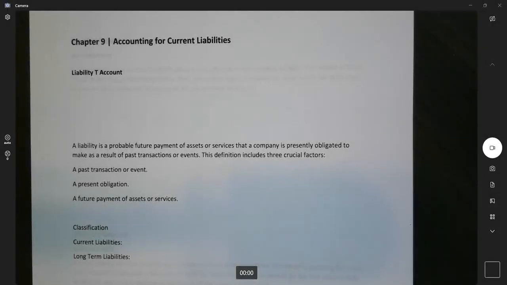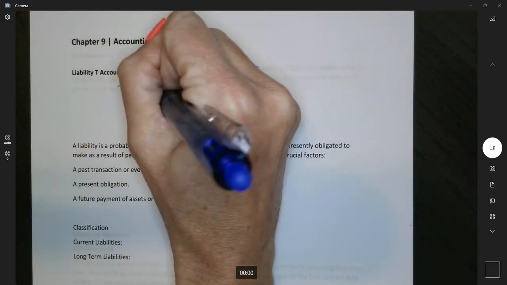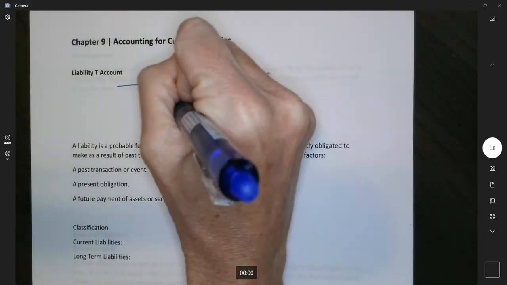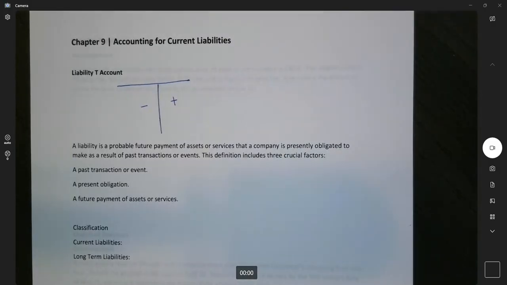Today we're going to take a look at Chapter 9, which is accounting for current liabilities. As a reminder, a liability account is going to increase with a credit and decrease with a debit. Now, a liability is a probable future payment of assets or services that a company presently is obligated to make as a result of a past transaction or events. The definition includes three crucial factors: past transaction or event, present obligation, and a future payment of assets or services.